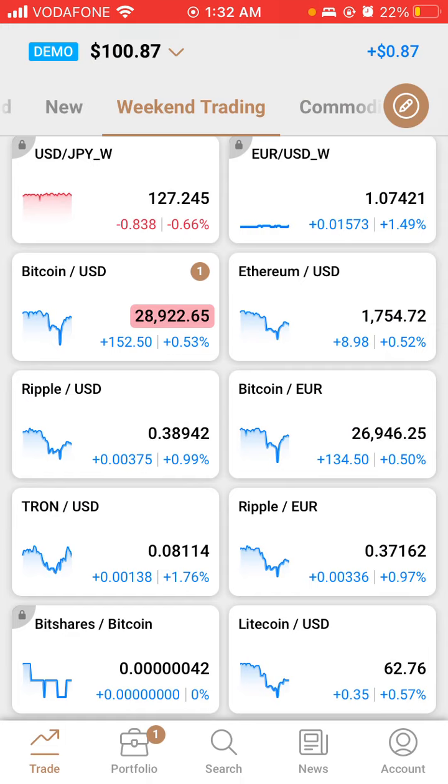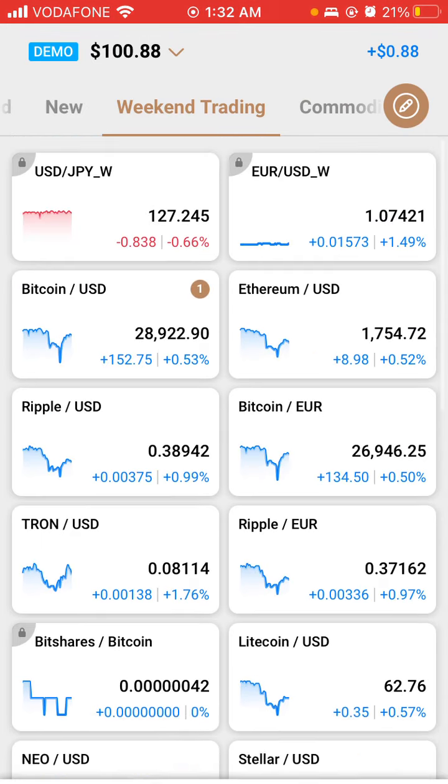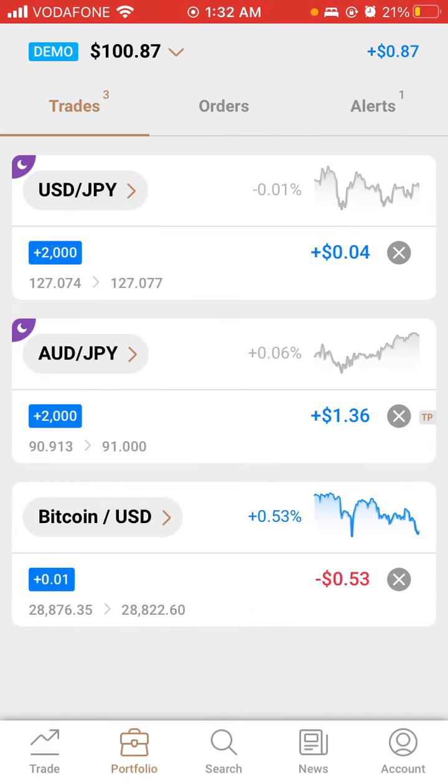So what else do I need to show? Okay, this is the portfolio. Here in the portfolio, you see your open trades and everything, your profits and everything. So for example, this USD JPY market that's closed now, if you want to close the trade, you could just click on the X button here.